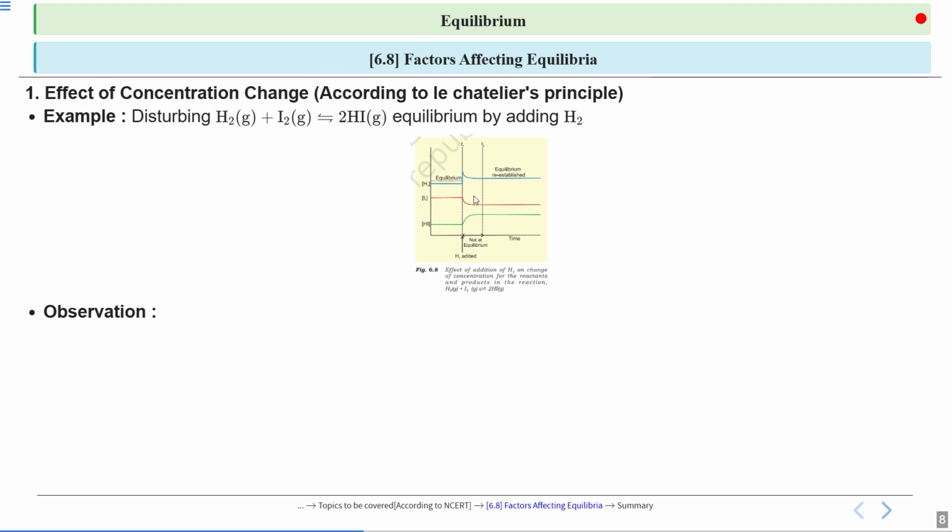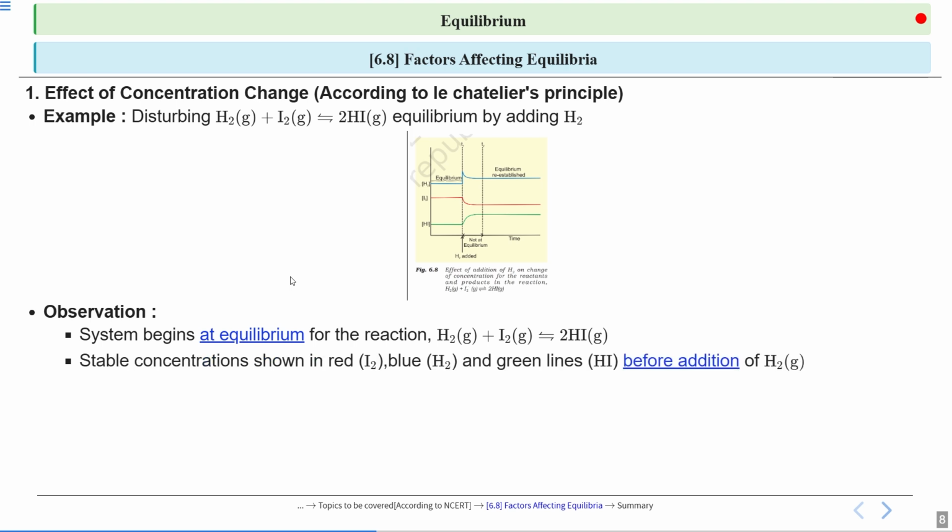Now what is happening to your I2 here? Since you are increasing the H2, to make more HI or to reduce H2, your I2 will also be used, because to make 1 mole of HI you need 1 mole of dihydrogen and 1 mole of iodine gas. As a result, you can see that the iodine's concentration is also decreasing. So the system is at equilibrium for the reaction, and when you are adding this H2 and looking at the different concentrations of the reactants and products, then from the blue line you can easily say that the concentration of H2 is increased due to our addition, and then further it is decreased to maintain the equilibrium.